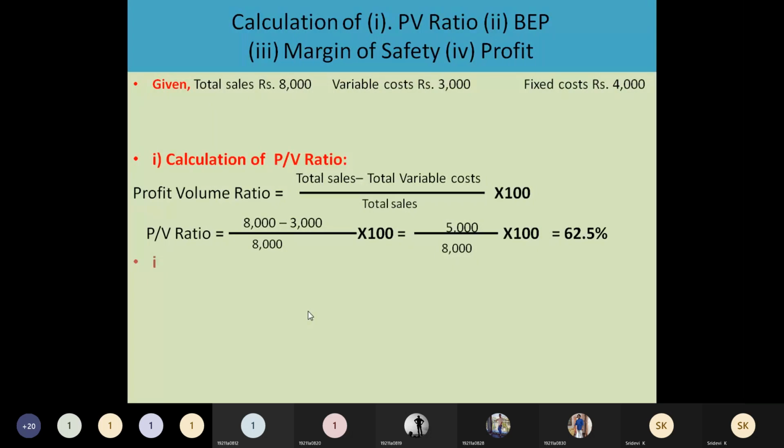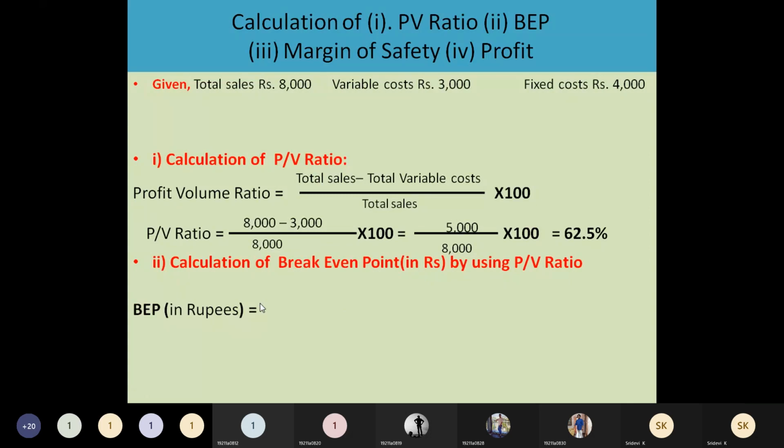Next you need to calculate what? Calculation of BEP. By using the same PV ratio, you calculate the break-even point. Because here total sales are in rupees, you need to calculate BEP in rupees. You can get this BEP in rupees by using this PV ratio. Sometimes there may be a condition in the problem itself that says calculate break-even point by using PV ratio. In such a case, you have to compulsorily use this formula, fixed expenses divided by PV ratio. Otherwise, you can use the usual break-even point in rupees formula, any of the formulas.